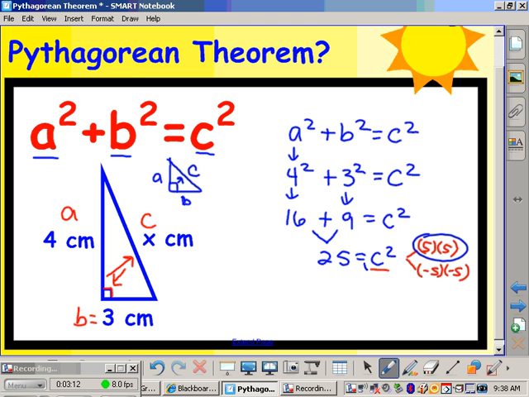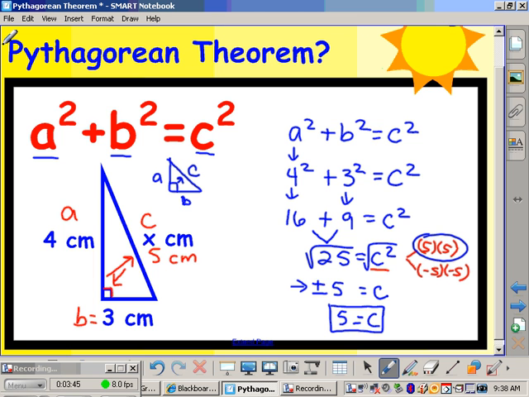So basically what we're doing is taking the square root of both sides, and the square root of c squared is simply c, because c times c equals c squared, and the square root of 25, although it could be either positive or negative 5, and this symbol indicates positive or negative, we're going to choose the positive because for this situation, it's the only logical answer. So the missing side length would be 5 centimeters.